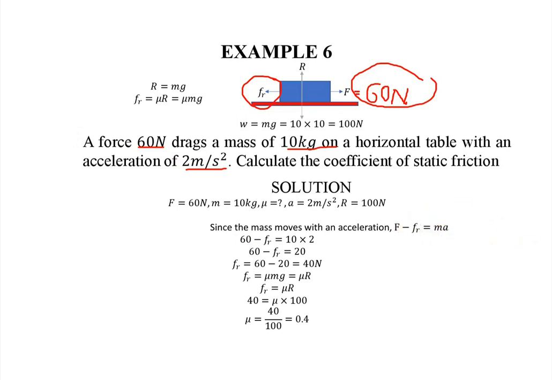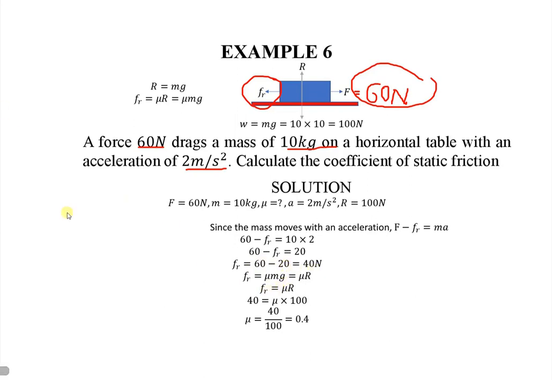Now, if we look at that, the force moving the body, 60 Newton, minus frictional force equals ma, mass times acceleration. 60 minus frictional force equals 20. From there, we have frictional force will be equal to 60 minus 20. That gives us 40 Newton.